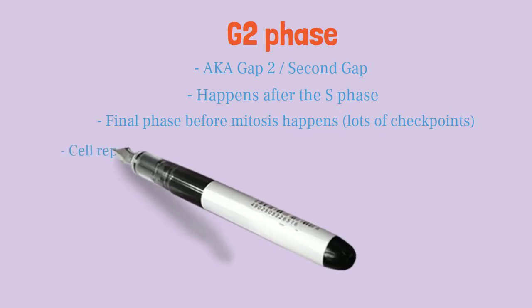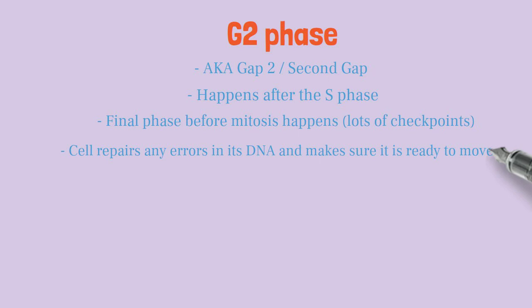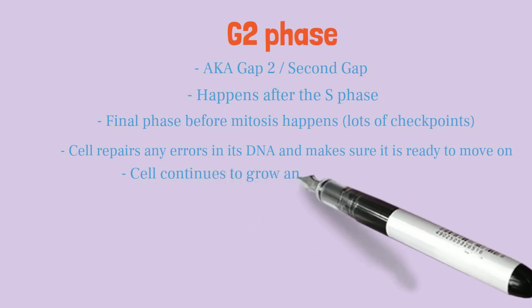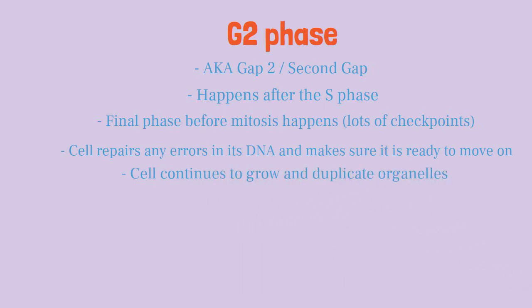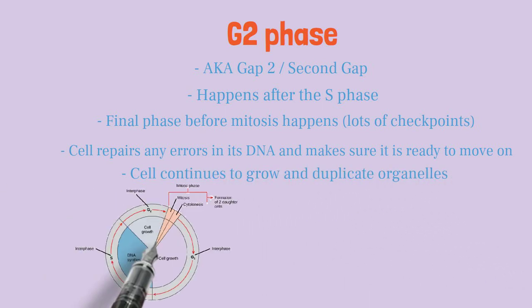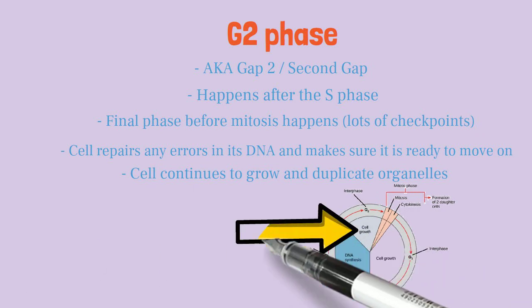If there is any error in the DNA, the cell will repair it and make sure it is ready to move on. In this phase, similar to G1, the cell continues to grow and duplicate its organelles. In the diagram here, we see that that arrow is the G2 phase.